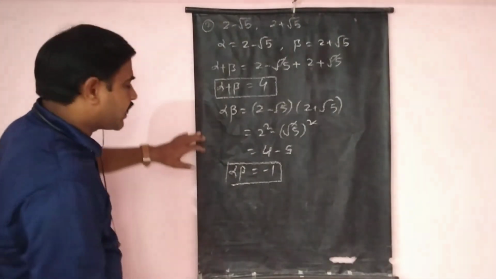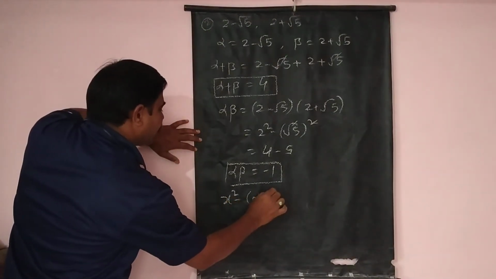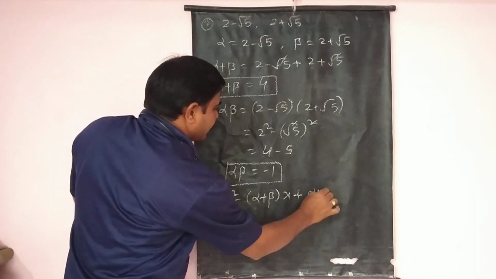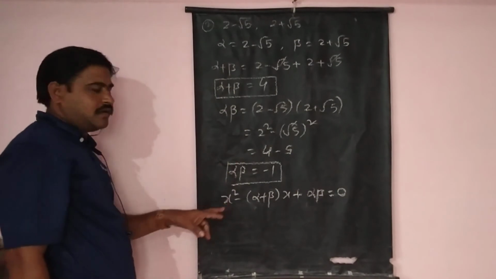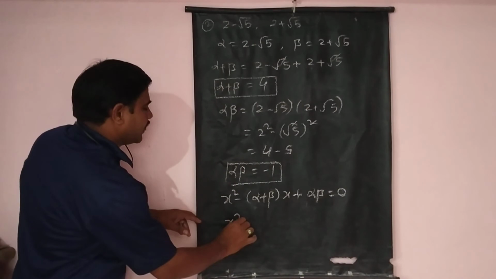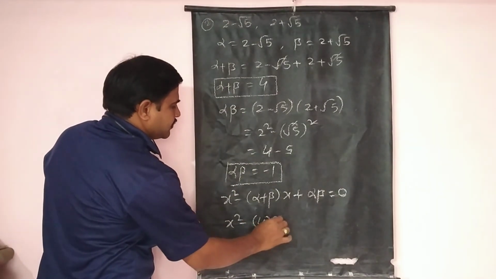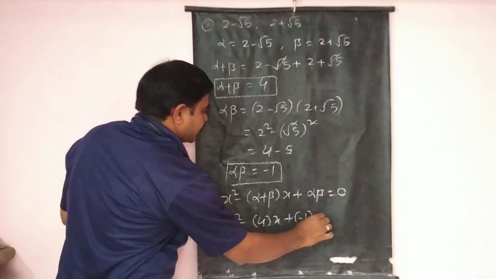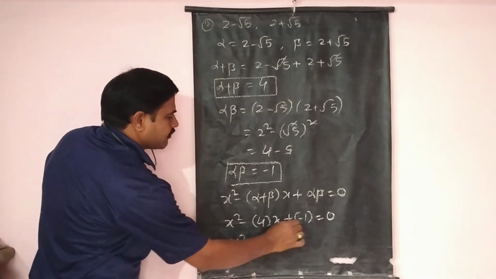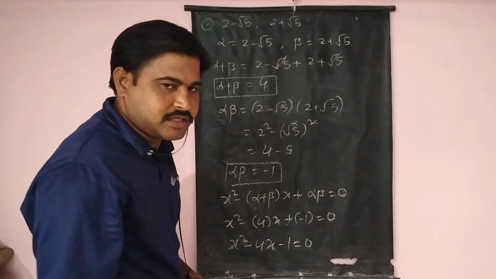You know the quadratic equation form. The formula is x square minus alpha plus beta into x plus alpha into beta is equal to 0. Substitute the values of alpha plus beta and alpha into beta. X square minus alpha plus beta value 4x plus alpha into beta value minus 1 is equal to 0. Write it in the standard form: x square minus 4x minus 1 is equal to 0. This is the required quadratic equation.